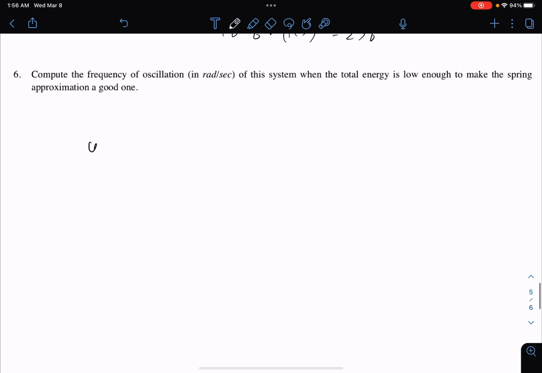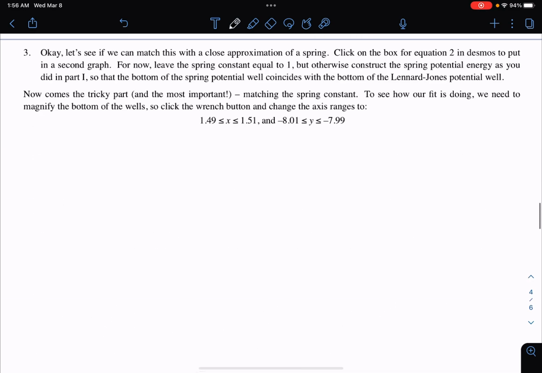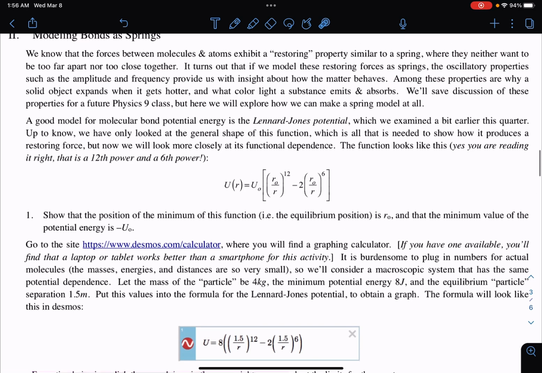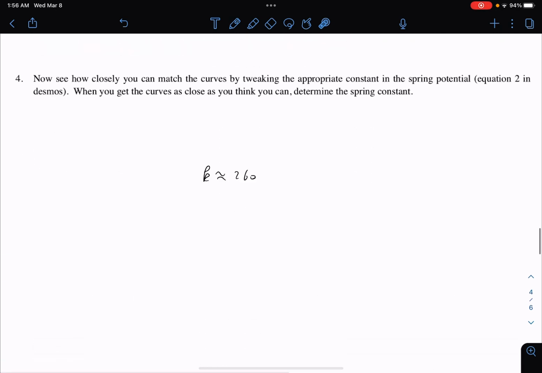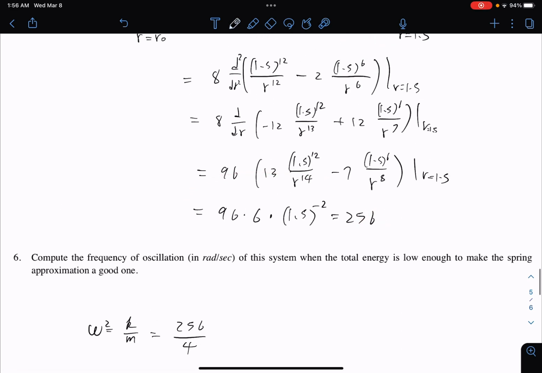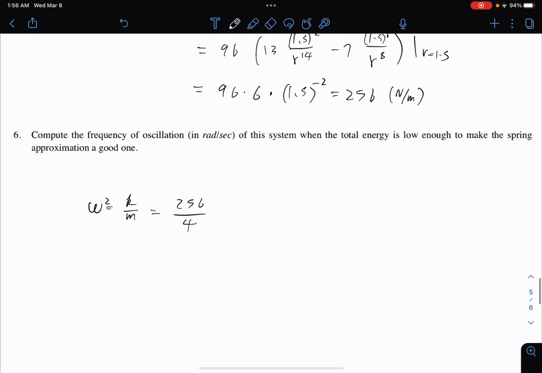So to calculate the frequency, it is k divided by m. We get k is 256, m is 4 kilograms according to what we have here. Because everything else is in SI units, we know the k we get by this differentiation will be in units of Newton per meter. So this is totally fine. This will give us 64, which means that the angular frequency is 8 radians per second.